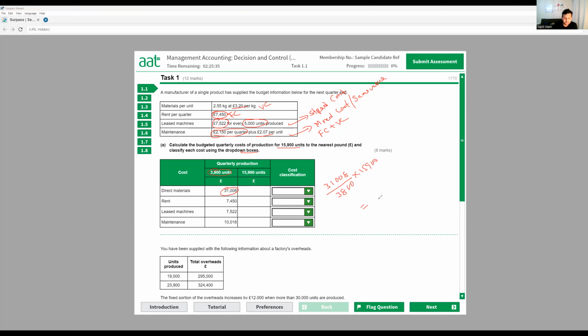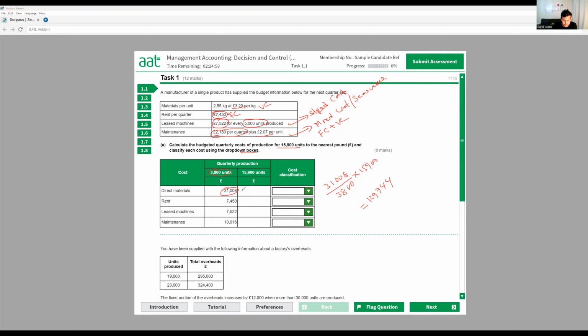So if I say 31,008 divided by 3,800 and times 15,900, that will give me 129,744. So this is my cost for 15,900 units because it will keep changing with every unit. If I make more units, I'll have more cost. If I don't make any units, I don't have any cost. So that's the variable cost.